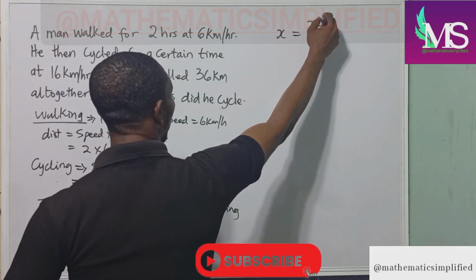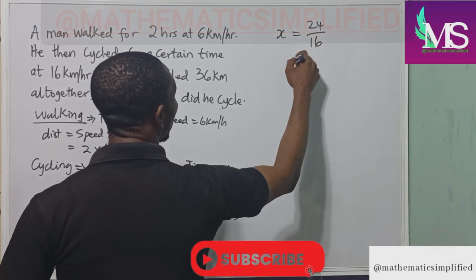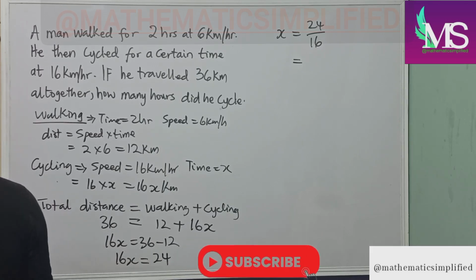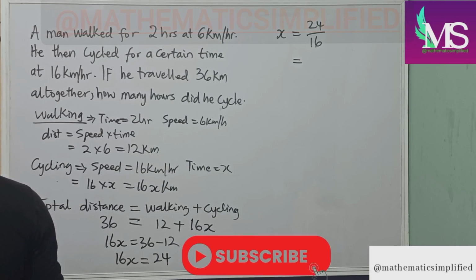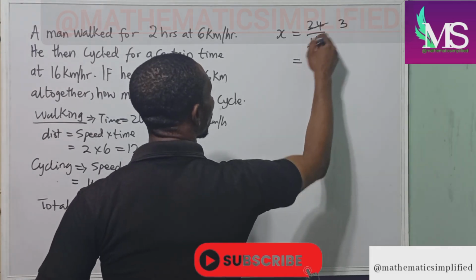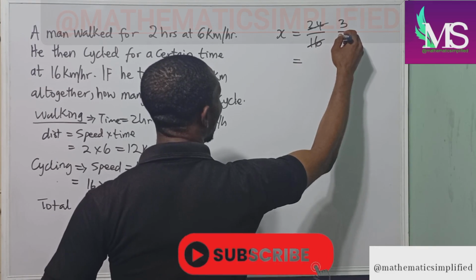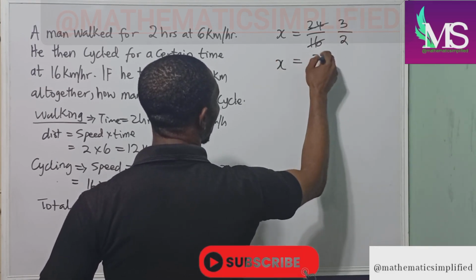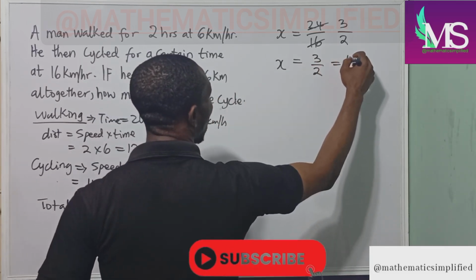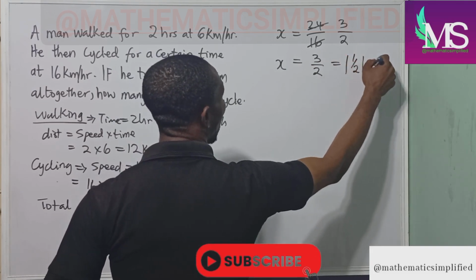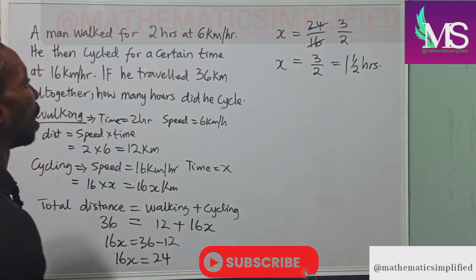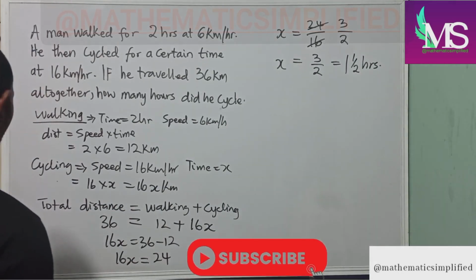So our x will become 24 divided by 16. Now reducing it to its lowest term, this will be 24 divided by 8, which gives us 3, and 16 divided by 8, which gives us 2. So our x equals 3 over 2, which is 1.5 hours. So that means he cycled for 1.5 hours.